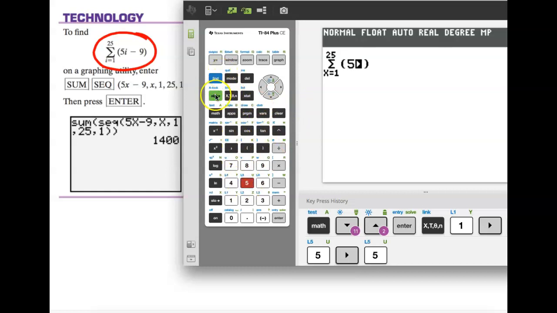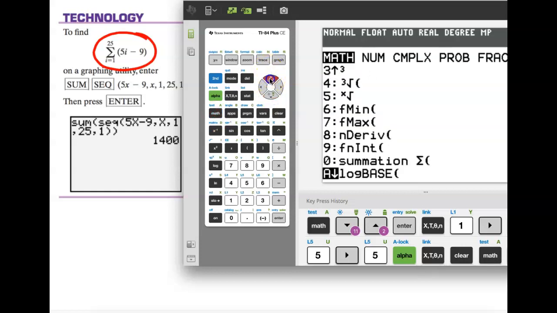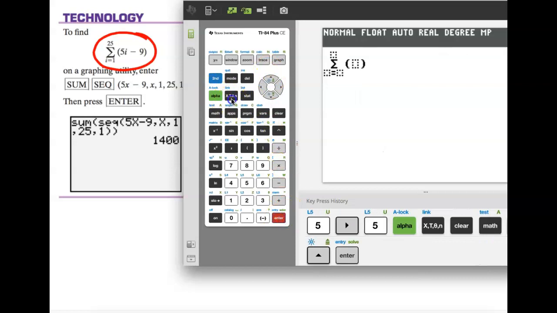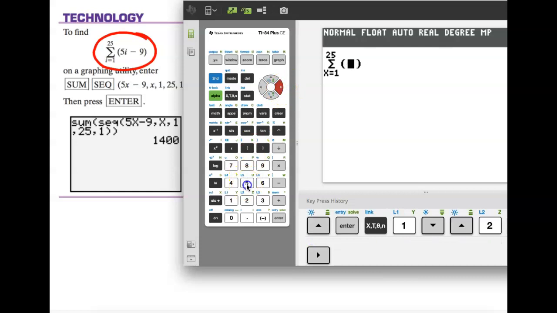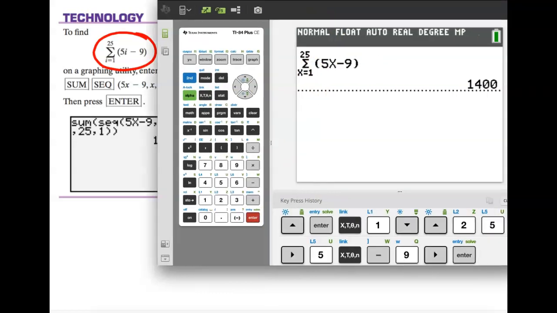So 5 alpha x, whoops. Oh shoot, I just deleted it. Go to math, summation, x, 1, 25, and then 5x minus 9, enter. And you'll get that 1400 right there.